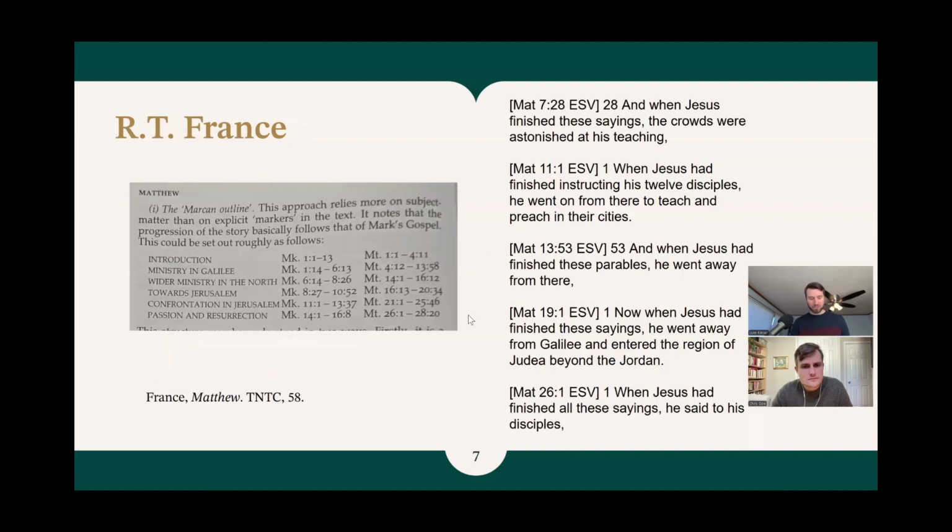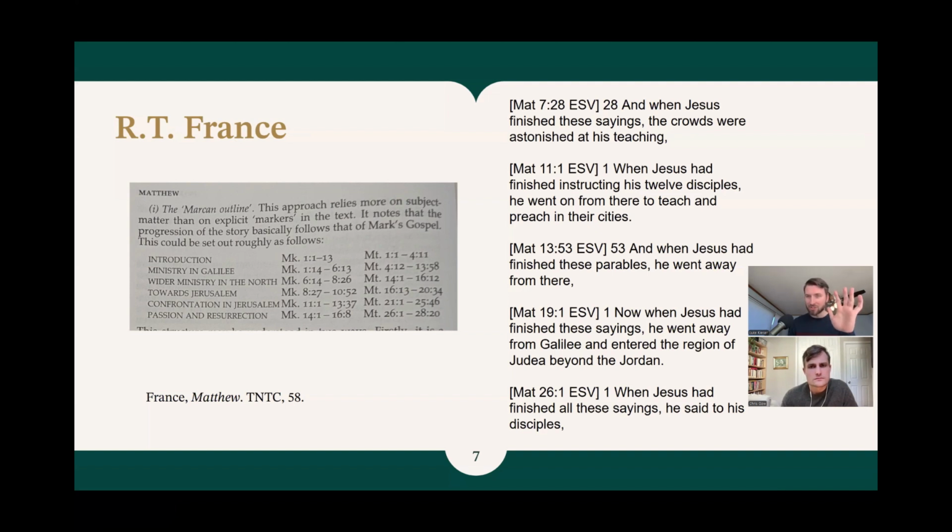An alternative structure that I found is by R.T. France. This is in the Tyndale New Testament commentary series. France says that there's broadly two outlines in Matthew's scholarship. One is the five-part one that we saw from the Bible Project. But France actually prefers what he calls the Markan outline.